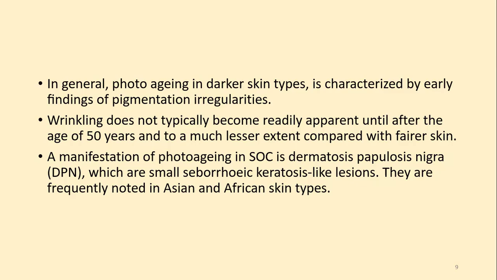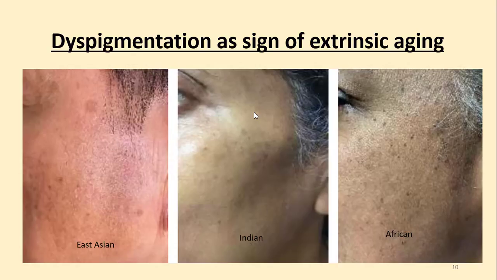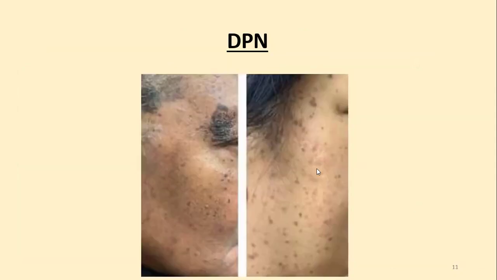A manifestation of photoaging in skin of color is dermatosis papulosa nigra, which are small seborrheic keratosis-like lesions noted particularly in Asian and African races. So this is the dyspigmentation, which is an extrinsic sign of aging. You can see the dyspigmentation in Eastern Asians, in Indians, and in Africans. And these are the DPN, which are the small seborrheic keratosis-like lesions.